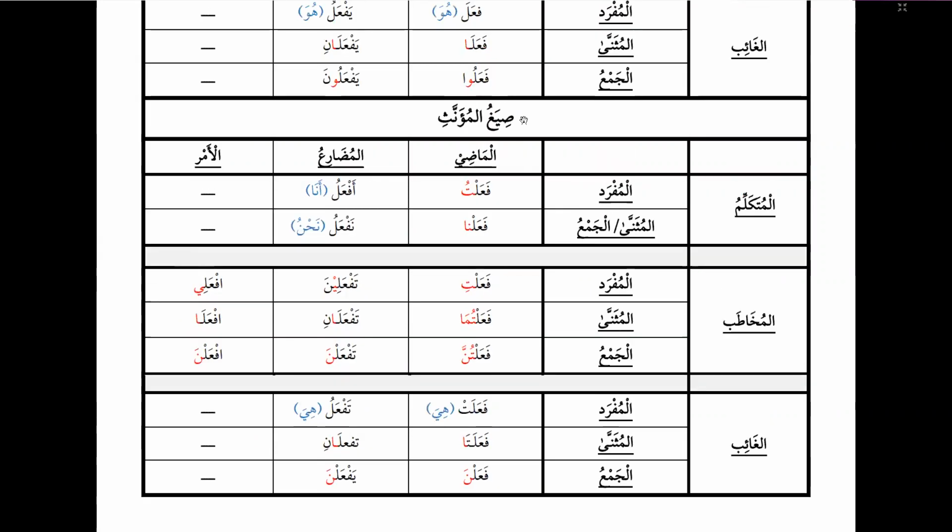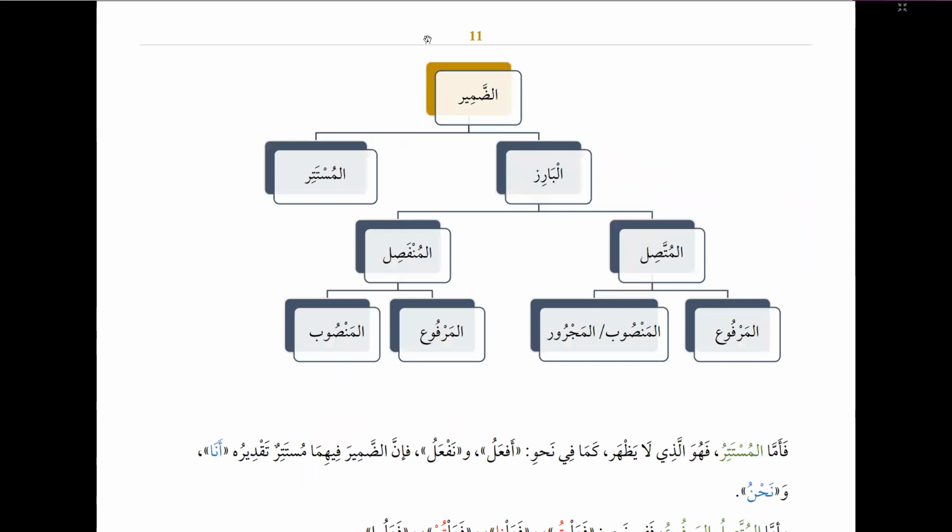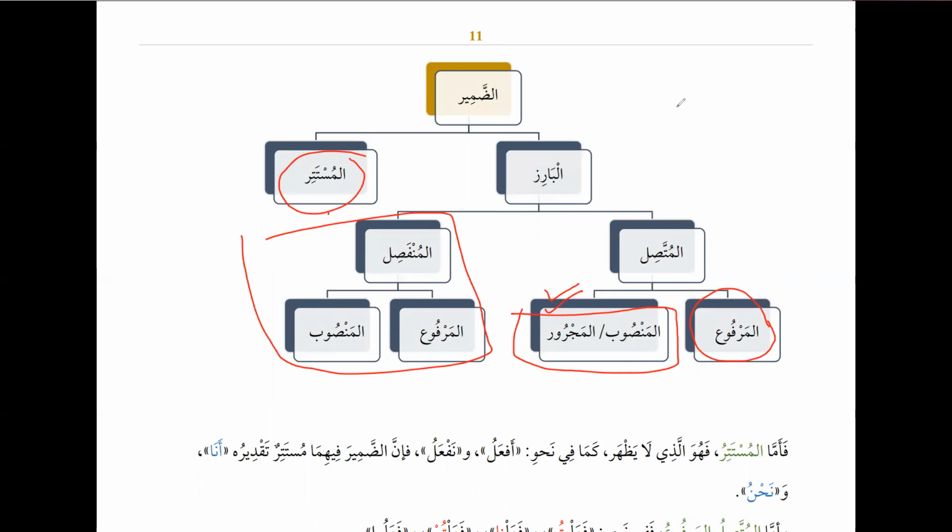طيب, الآن يا إخوان if you go back to this classification chart, where are we right now? We're done with this and we're done with this. Now we move on to this منصوب مجرور. متصل, that is منصوب مجرور, and then inshallah we'll do منفصل. That's what we will be doing inshallah today بإذن الله تعالى. Okay, now going back to where we were.